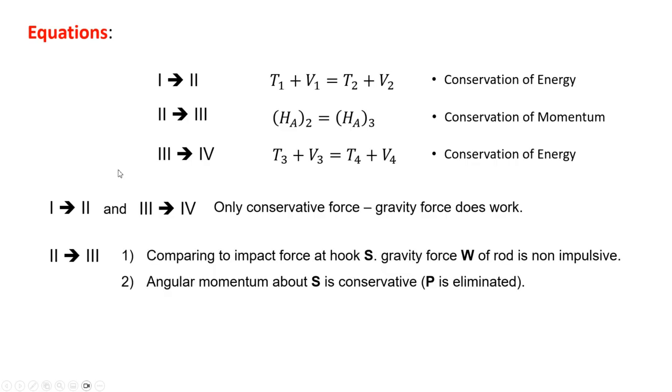From 2 to 3, we are going to consider the impact forces at the hook S, and the gravity force W of the rod is non-impulsive. And so the angular momentum around the point S is going to be conserved, and the P is going to be eliminated. So we start with state number 1 to 2.